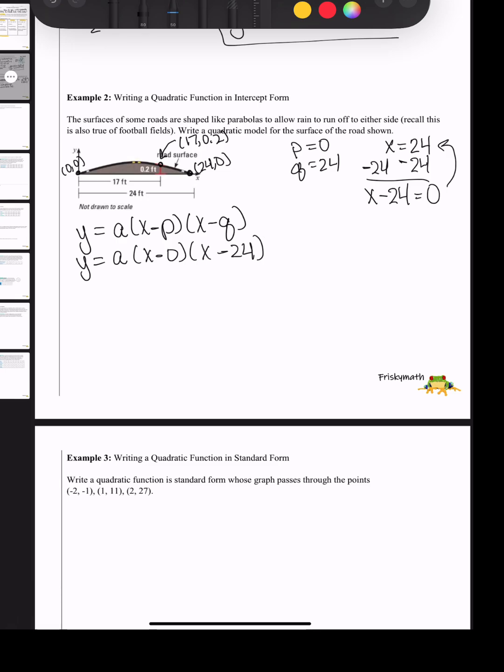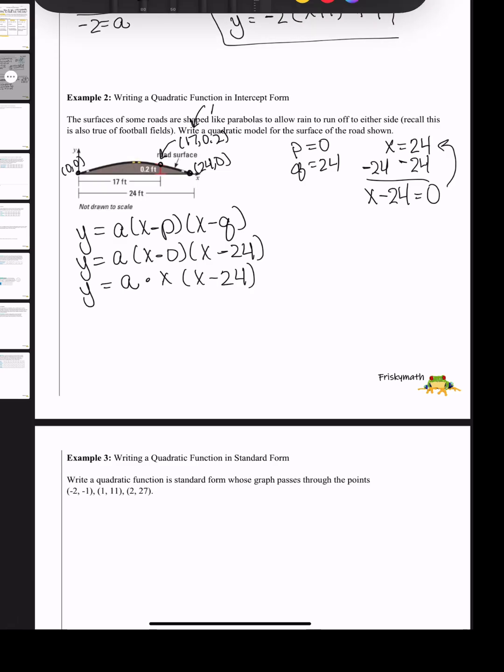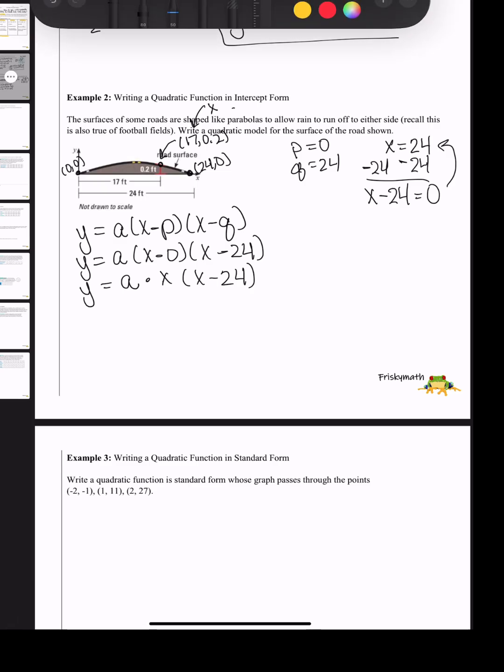I'll simplify because what's x minus 0? Well, that's really just x. So I'm going to go ahead and write it as y equals a times x times the quantity x minus 24. Now you can take that additional point, that x and that y value, right? So we were given an x of 17 and a y of 0.2, and that's going to help me figure out what my a is.